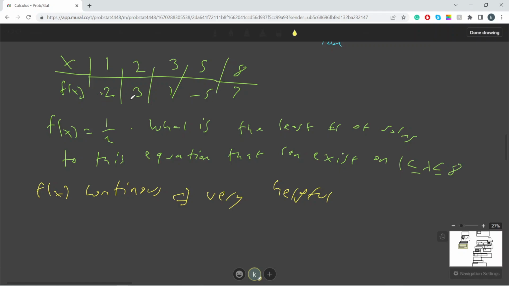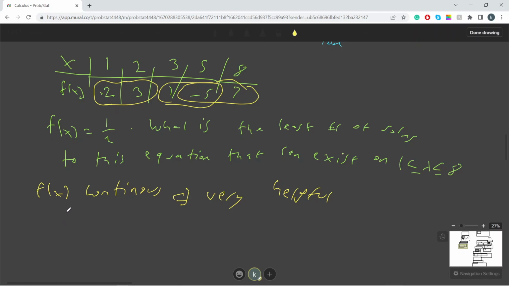So you see from -2 to 3, 1/2 lies in between. So the IVT says there's got to be a solution here. From 3 to 1, 1/2 is not included in that interval, so we can say safely that f of x equals 1/2 might not have a solution in the interval 2 to 3. From 1 to -5, 1/2 is included, so by the IVT, a solution might exist here. And likewise from -5 to 7, 1/2 is included in this output, so a solution might exist here.